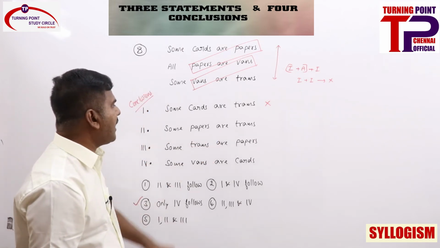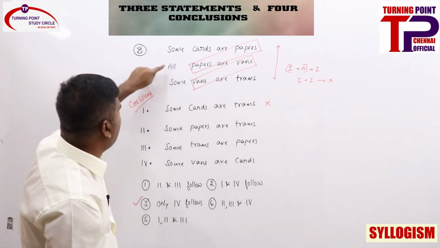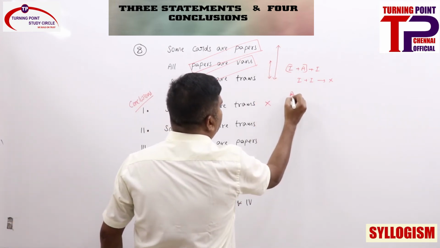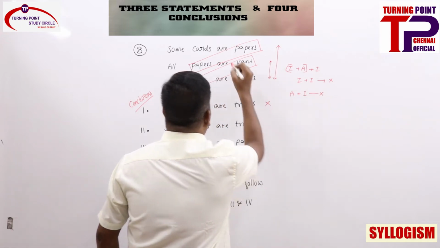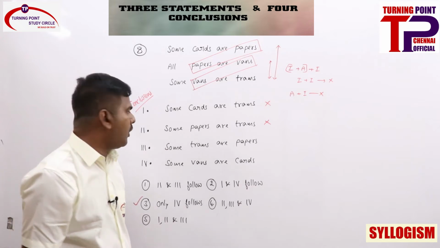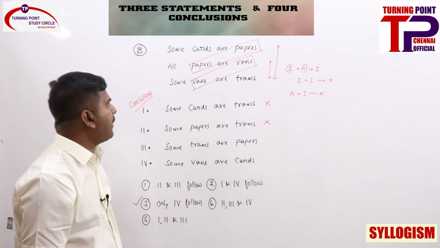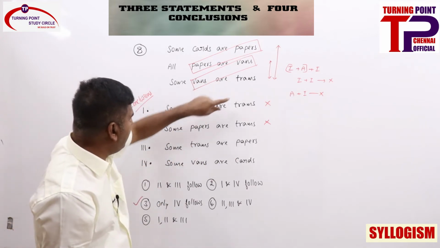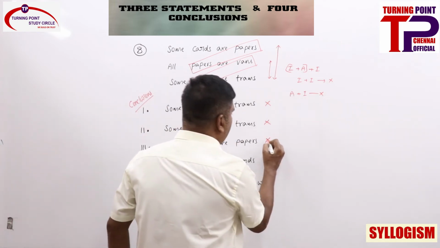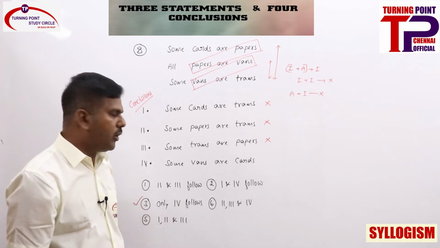Next one, some papers are trams. Where are papers and where are trams? Statements 2 and 3. But what is A plus I? A plus I gives no conclusion. That is the reason the second one is also ruled out. Third one, some trams are papers. Where are trams and where are papers? Again the same thing, only reversed. 2 and 3 only. A plus I gives no conclusion. Ruled out. The third one is also ruled out.